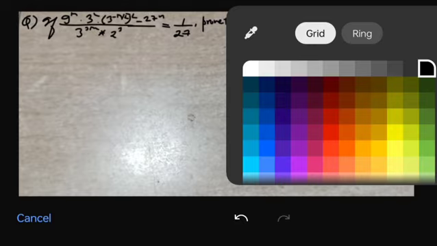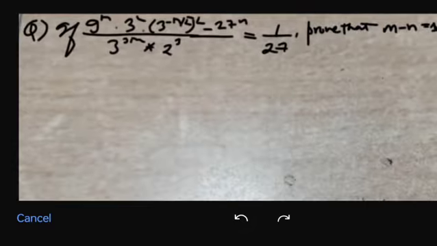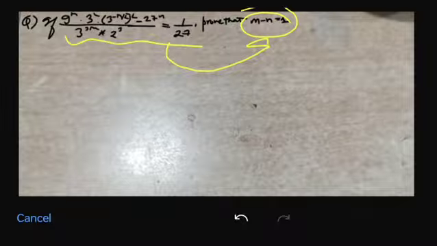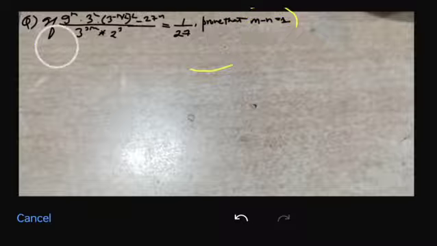So let's solve this. Let me take some light color, right? This color, maybe this is good. So we would solve this further until and unless we get this value. So let's solve it, right? So yeah, let's solve it.